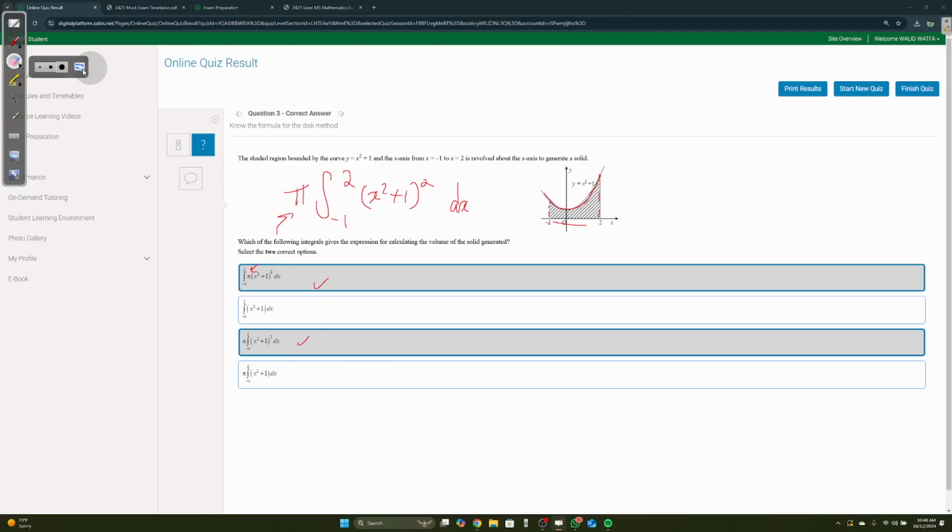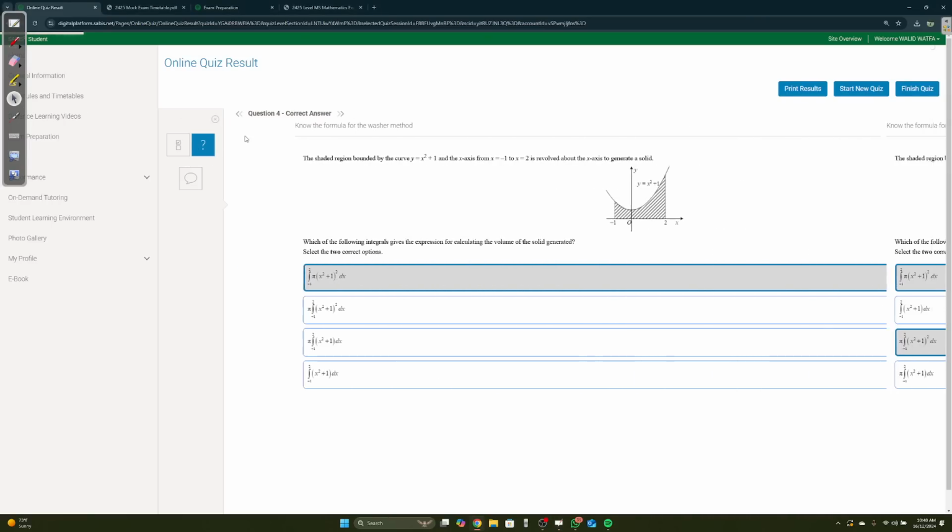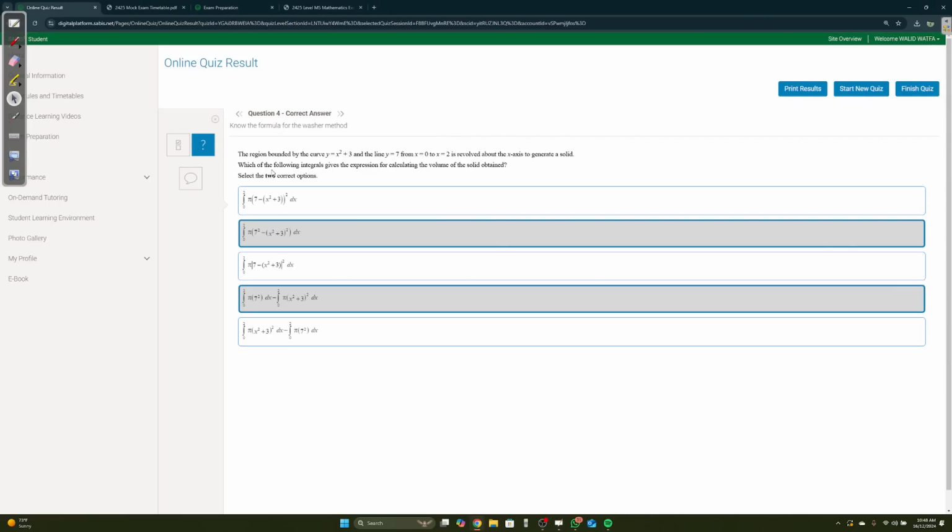Okay, so guys, in my opinion, let's see, is there a fourth one like this? Okay, yeah. So in my opinion, you can take it or leave it. You're going to get a question guaranteed that looks like this, that says which of the following gives the correct expression for calculating the volume, because you had four questions about it. It comes as disk method, it comes as washer method, whatever.